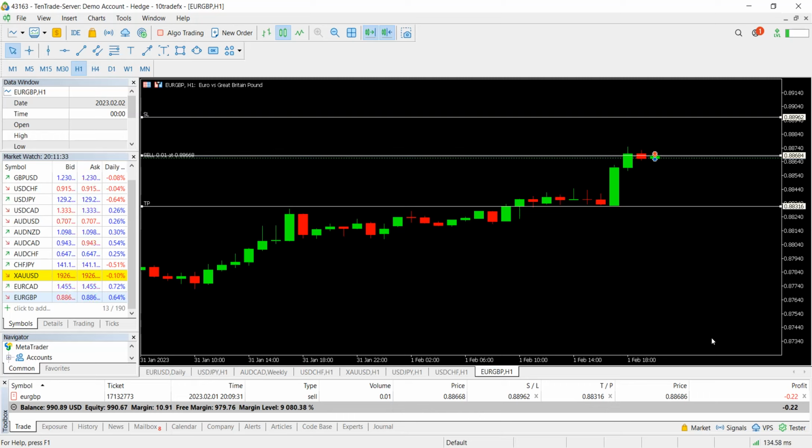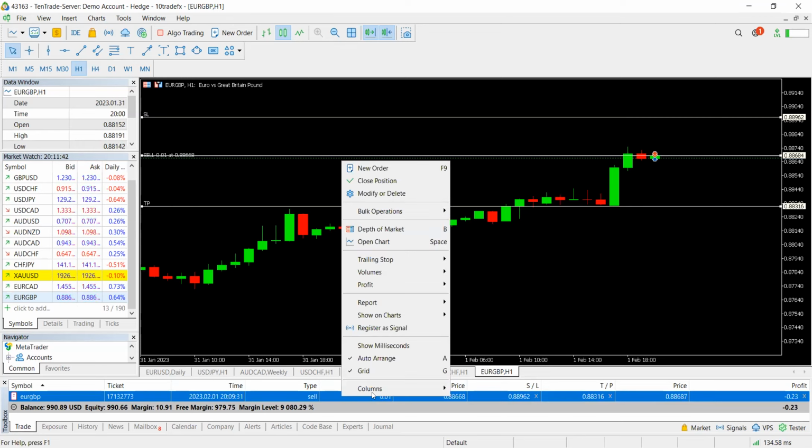Okay. How do you modify your trade? You want to go to the ongoing trade that is running. Okay, over here in this case. And then what do you want to do? You want to just right click. When you right click on it, you see different options, but we are concerned about modifying for now. So let's click on modify or delete. So click on modify or delete.